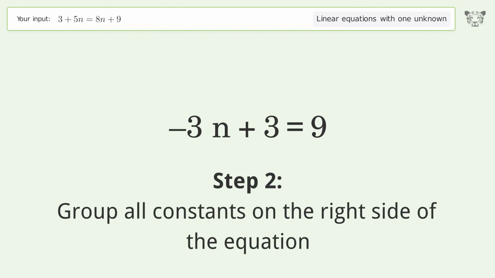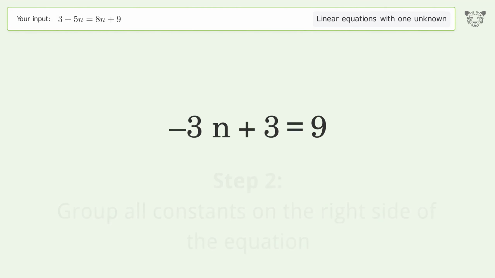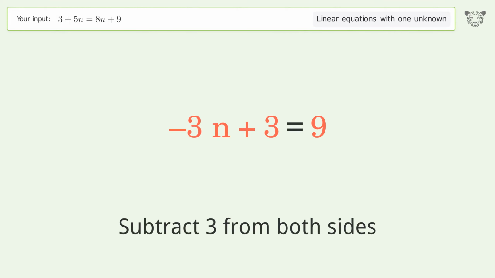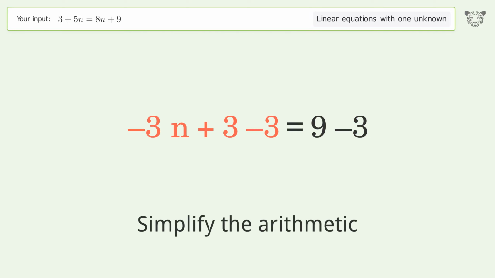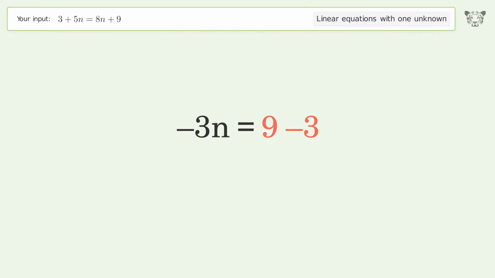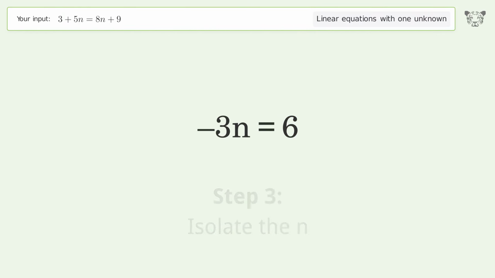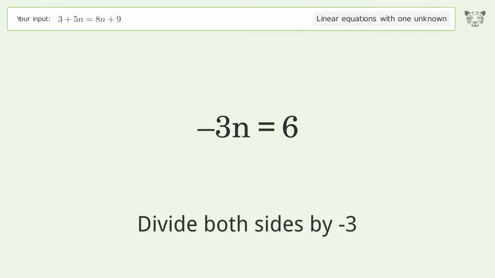Group all constants on the right side of the equation. Subtract 3 from both sides. Simplify the arithmetic. Isolate the n. Divide both sides by -3.